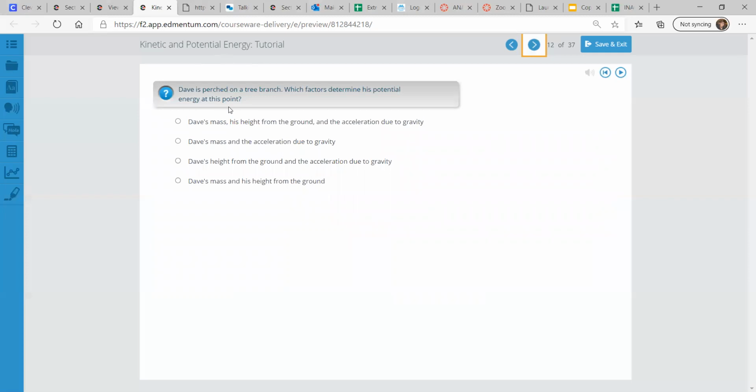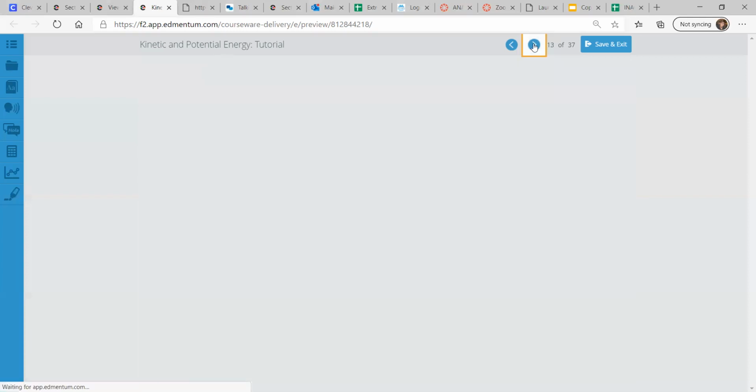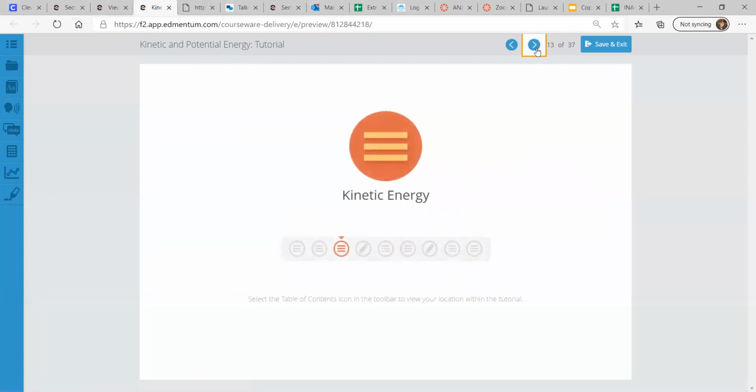All right. So, Dave is perched on a tree branch. Which factors determine his potential energy at this point? The potential energy depends on his mass, m, g, the acceleration due to gravity, and h, his height from the ground: mgh.